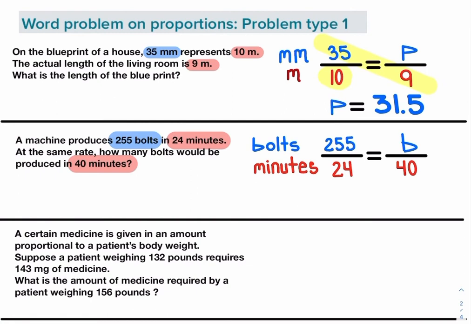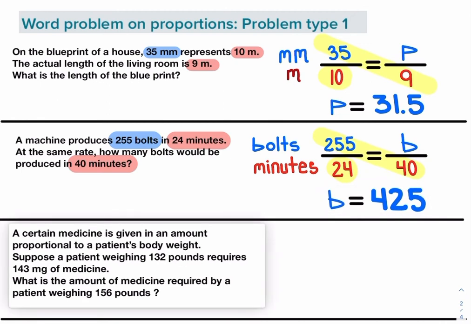We're ready to solve, so let's cross multiply and divide. Multiplying 255 by 40, and then dividing by the number diagonal to the letter, so divided by 24. We end up getting 425 bolts that we can make in 40 minutes. All right, one more example. Again, looking for that pattern.